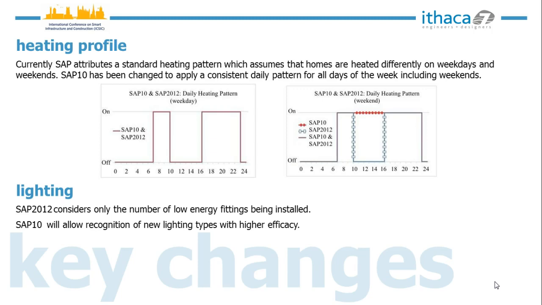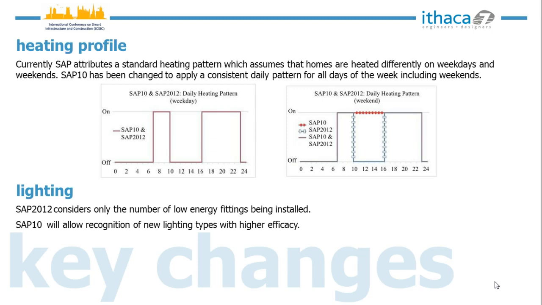Previously, under SAP12, you would consider that you are there throughout the day. Now SAP10 has been changed to apply a consistent daily pattern for all days of the week, including weekends. So that again is a change on the heating pattern when we calculate how much CO2 we produce.